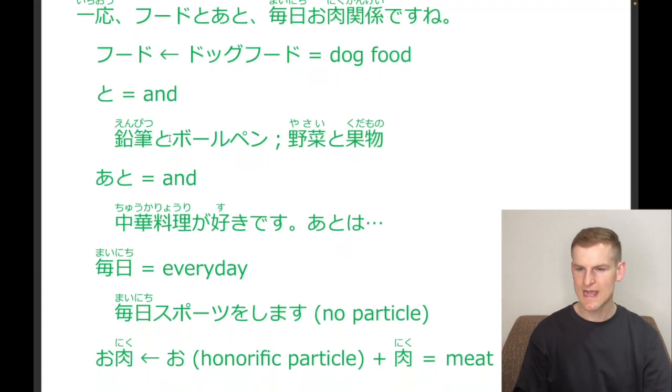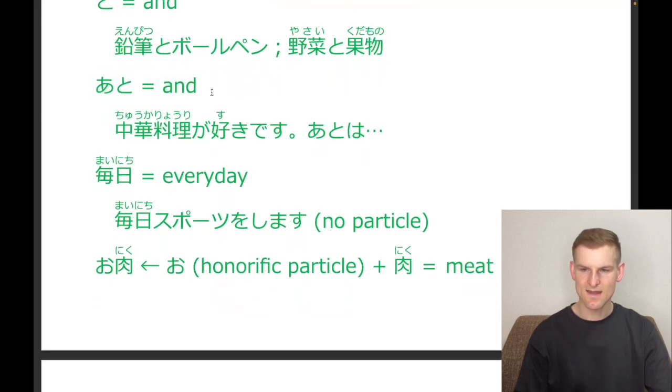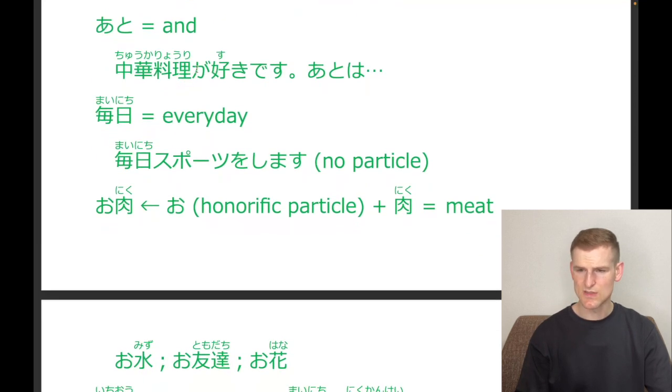と is used when you have an exclusive list. So 鉛筆とボールペン, a pencil and ball pen. 野菜と果物, vegetables and fruits. So it's different from とか and や, etc., because these are the only two things in the list. あと is like "and," basically. So you can use this after a period in a sentence to provide more information. So for example, 中華料理が好きです. I like Chinese food. あとは, it's like I also like blah blah blah. So pay attention to this punctuation. This is very important for あと.